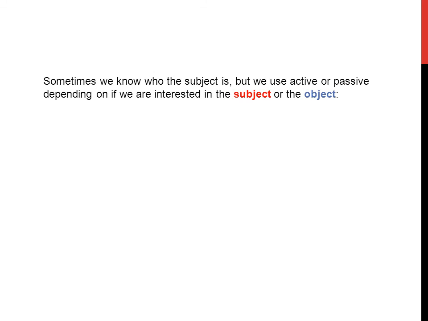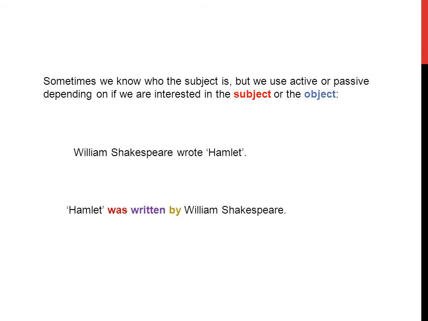But sometimes we know who the subject is, but we use active or passive depending on if we're interested in the subject or the object. Have a look at these two sentences. William Shakespeare wrote Hamlet. Hamlet was written by William Shakespeare. Now, those two sentences actually mean the same thing, but in the first one we're interested in the subject, William Shakespeare. In the second one we're interested in the object, Hamlet.